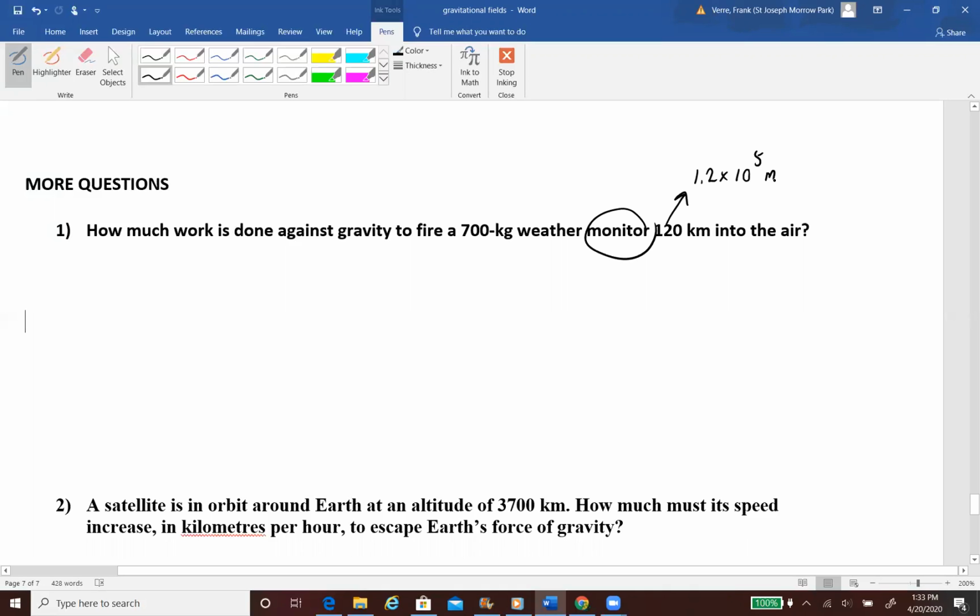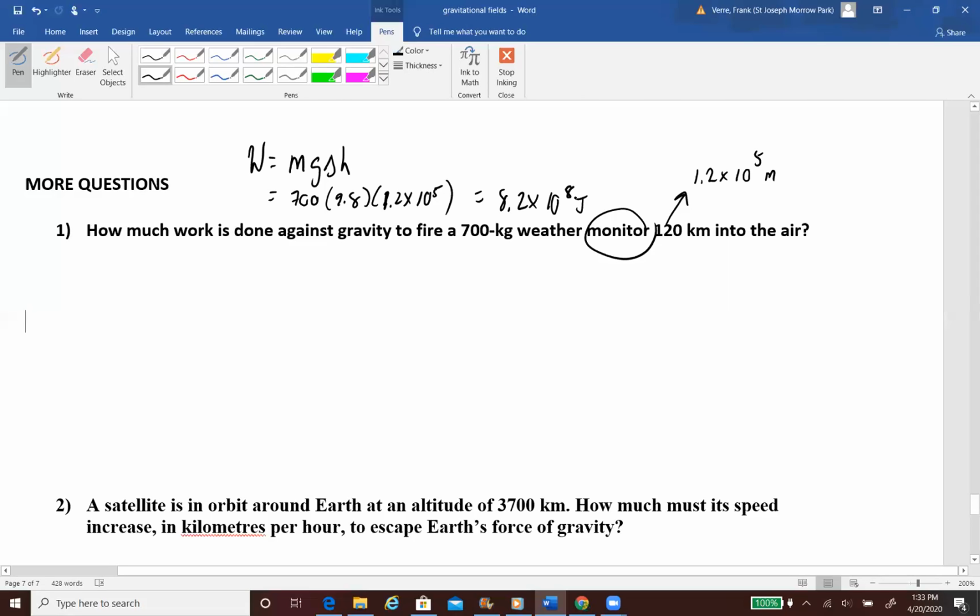Okay. So if you're in grade 11, you would have done a question like this by using an equation that would have looked something like this, where the work done was a function of the mass, 700 kilograms, times g, times the change in height, which is 1.2 times 10 to the 5 meters. And that would have given you an answer of about 8.2 times 10 to the 8 joules, okay?